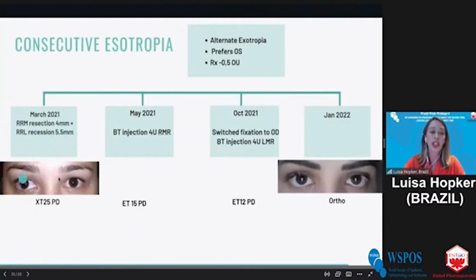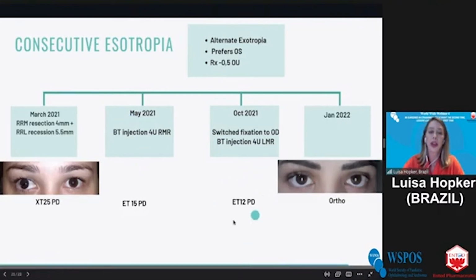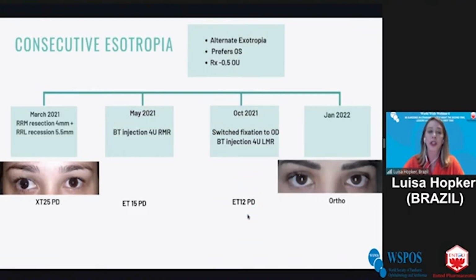So this lady, she had an alternate exotropia, was performed on RNR. She turned into an ET of 15 with a lot of complaining. So I performed Botox injection in her medial rectus. She switched fixation, and she was still with an ET of 12 after a couple months. So I decided to inject in her fellow eye in the medial rectus, and she has been ortho since then with a stable result.